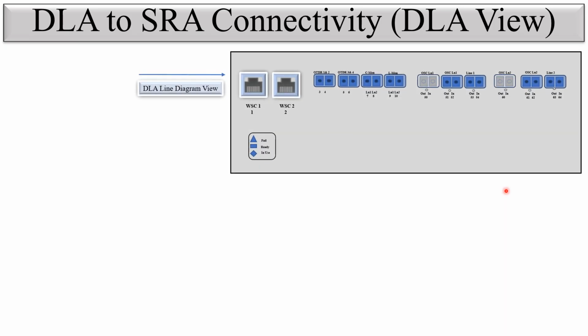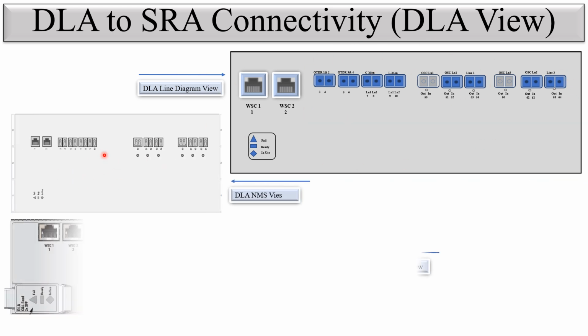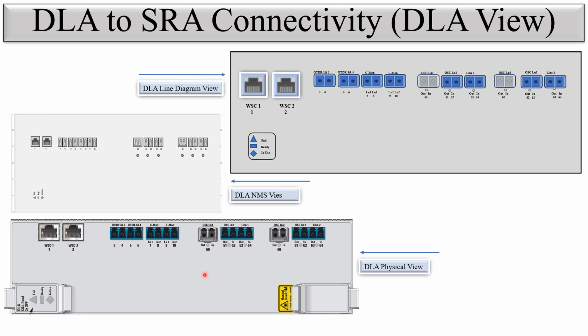You can see here this is the DLA to SRA connectivity, DLA view. So this is the DLA line diagram. You can see here all the physical ports of the DLA card. This is the NMS view, and this is the physical view. You can see here 63, 64 and 53, 54. These four ports are very important. 53 and 54, where 53 is out and 54 is in, are associated with line 1, and 63 is out and 64 is in, associated with line 2. I have taken this model of DLA to explain it.